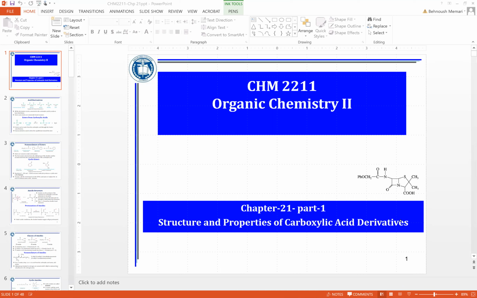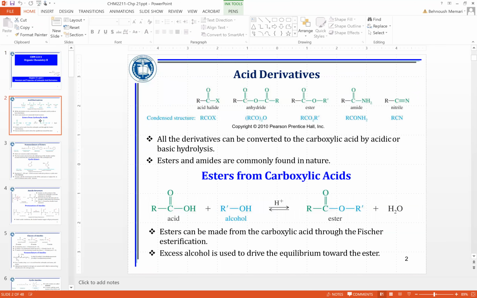Okay, Chapter 21, Structure and Property of Carboxylic Acid Derivatives, is a continuation of Chapter 20, where we talked about carboxylic acids. Carboxylic acids do have the functional group of COOH. If you look at the carboxylic acid derivatives, most of them have a replacement or substitute group for the OH. So for acid halide, we have the halide replacing OH.